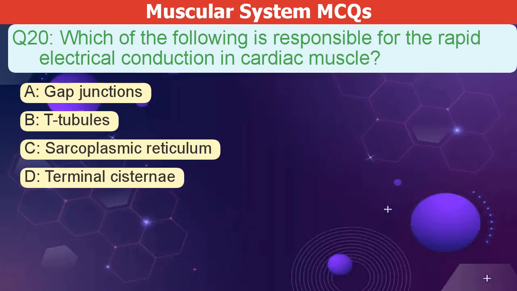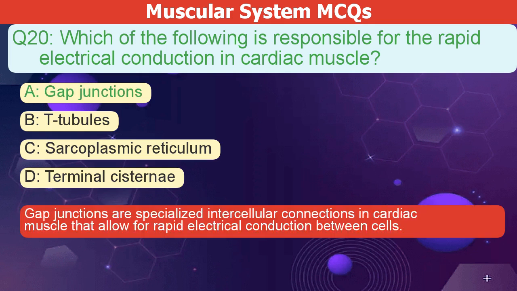Which of the following is responsible for the rapid electrical conduction in cardiac muscle? A. Gap junctions. B. T-tubules. C. Sarcoplasmic reticulum. D. Terminal cisternae. The correct answer is A. Gap junctions are specialized intercellular connections in cardiac muscle that allow for rapid electrical conduction between cells.